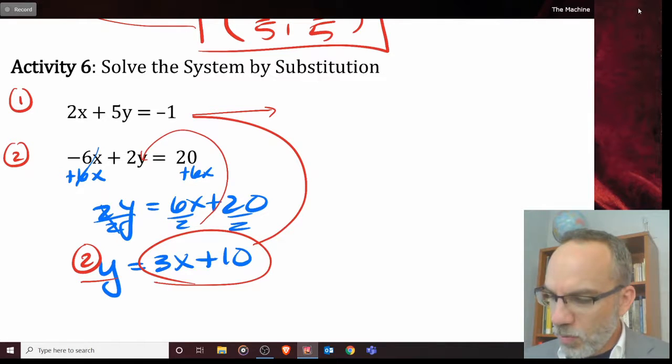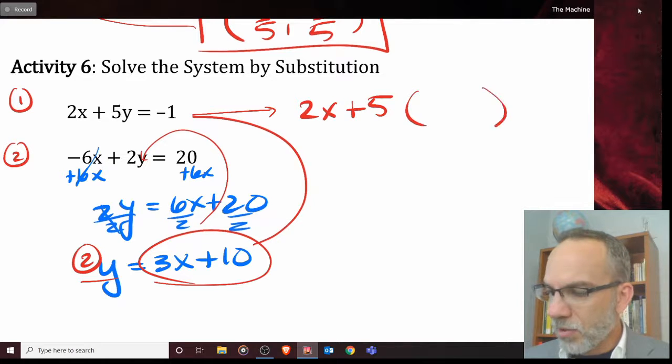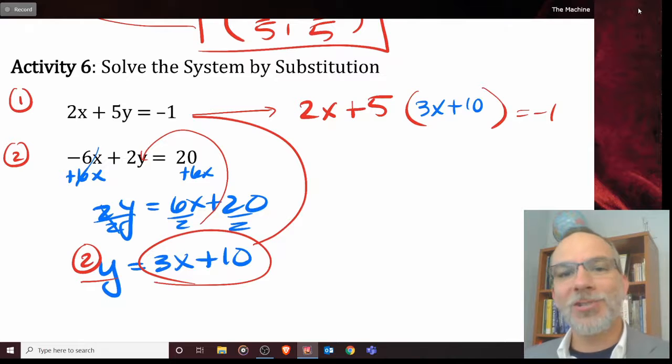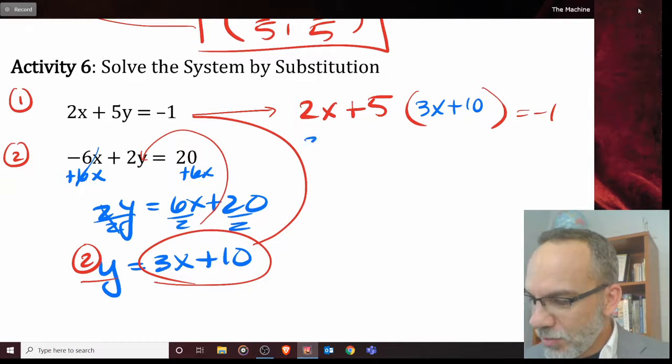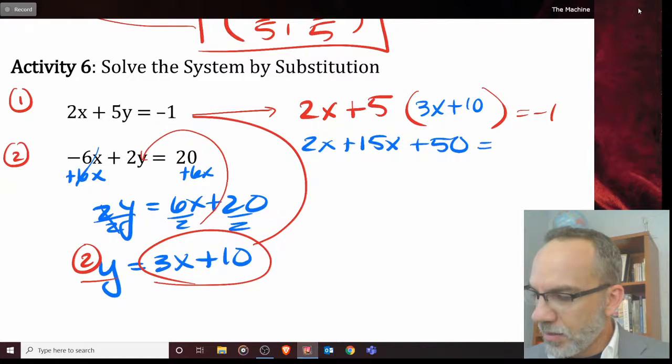So equation number 1 was 2x plus 5 times the y value equals negative 1. But what is the y value? It's got to be 3x plus 10. There we go. Notice the y's are gone. Now we can finish. So 2x plus 15x plus 50, oh my goodness, the numbers are big, is equal to negative 1.